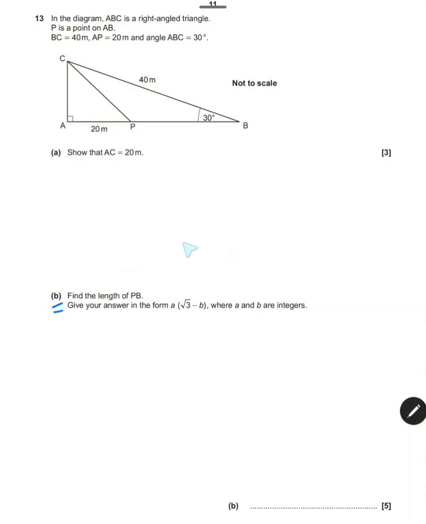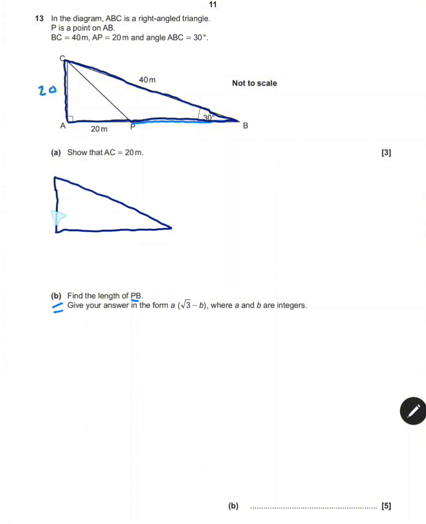Part B, and I've actually cleared the screen because I need quite a bit of space for this question. So we know from part A that this is 20 meters, and part B says find PB, which is this. And what we might do in a question like this is actually find all of this length, because if I look at this triangle, it's just a right angle triangle, and I know two of the sides, so I can work out the third. So this is 20, this is 40, and I'm looking for the whole bottom of the triangle. So let's use Pythagoras.